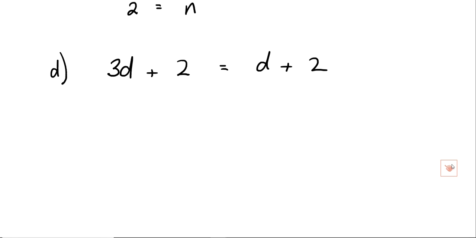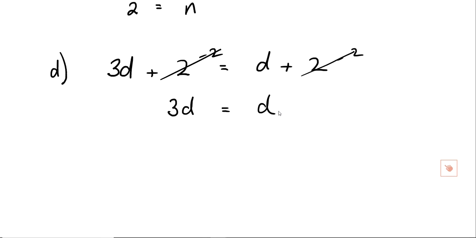What can I do first? Take away the 2's on both sides. And this is the thing that confuses a lot of people to start with. What am I left with? 3Ds equals 1D.